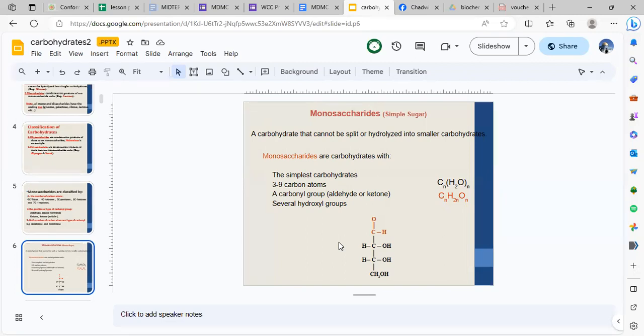Yes, Miss Aguila. Sir, try lang. It's a ketose? Ketos? Yes, it's a tetrose. Okay, so from the first category, it's a tetrose. So what functional group do you have there?